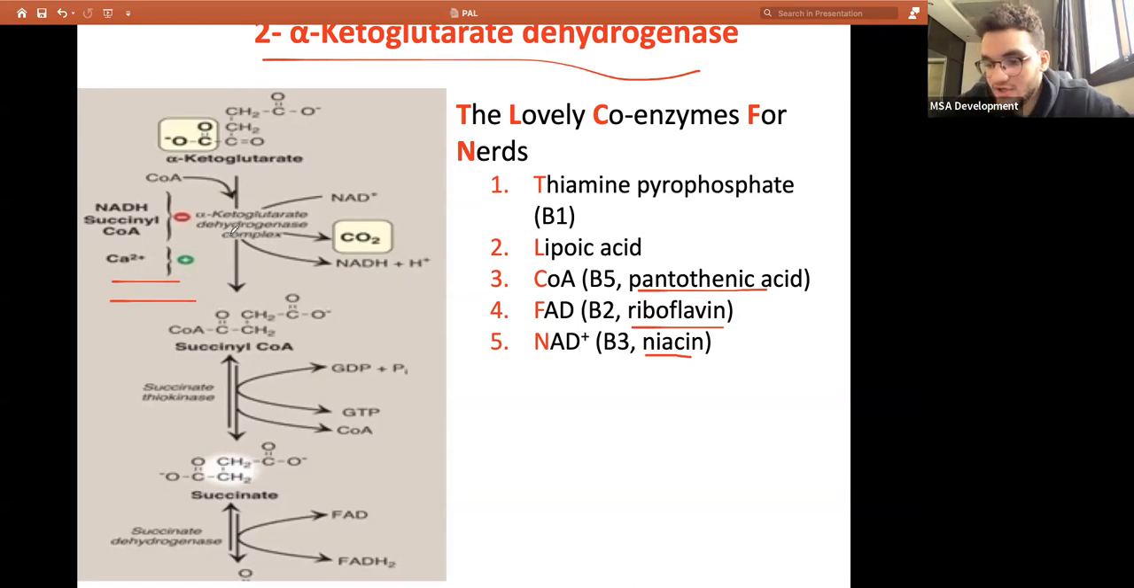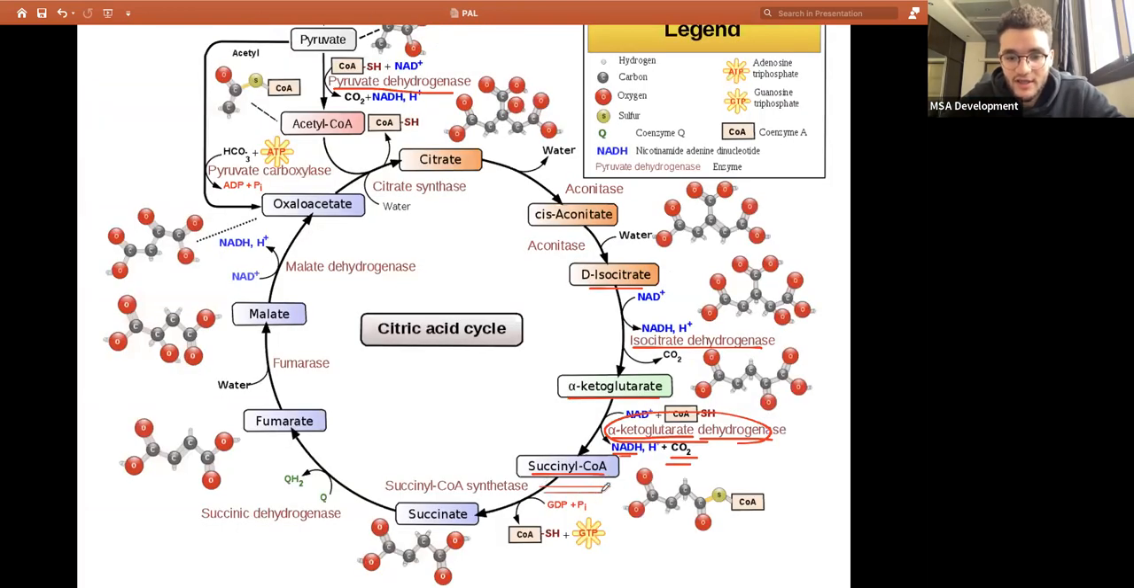Does isocitrate dehydrogenase also require them? No, it's only alpha ketoglutarate dehydrogenase and pyruvate dehydrogenase that need the 5 coenzymes. So are these 2 reactions clear right now? Isocitrate forms alpha ketoglutarate by isocitrate dehydrogenase, and alpha ketoglutarate forms succinyl-CoA by alpha ketoglutarate dehydrogenase. Okay, so clear, right?